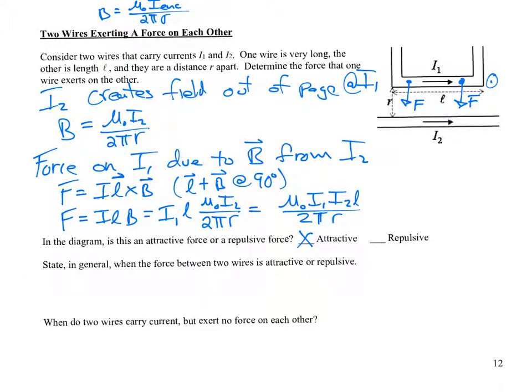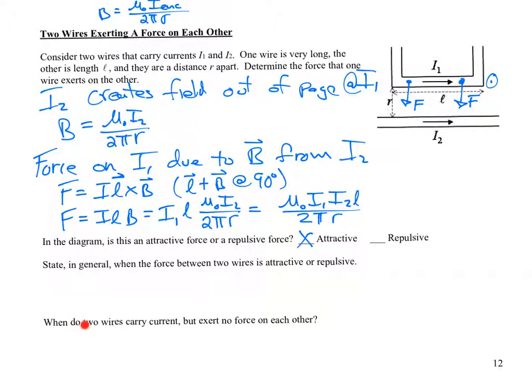So the couple of bottom questions here, you get to fill those in on your own. When is the force between two wires attractive or repulsive? Well, we can see it's attractive here when they're going in the same direction. If we turned one of these wires around and the current went the other way, the force would go the other direction, and then it would be repulsive. So if the wires have current flowing in the same direction, there's an attractive force between them. If they go in opposite directions, repulsive force.